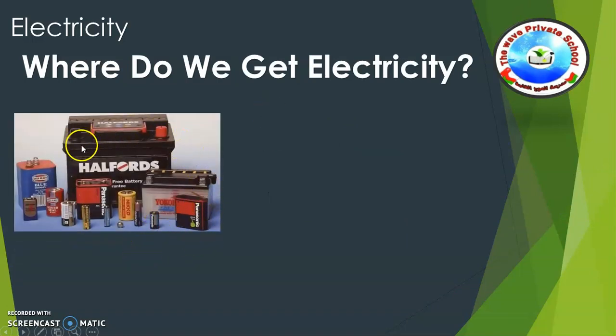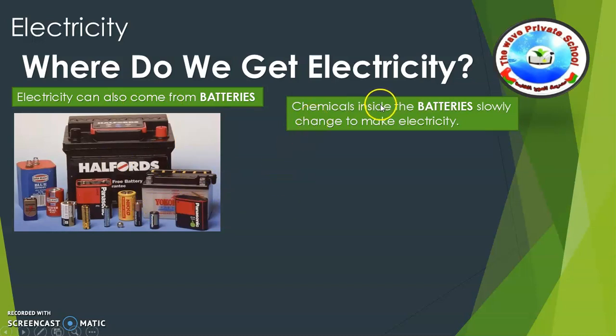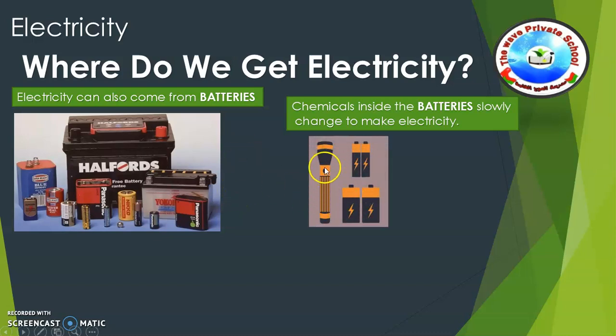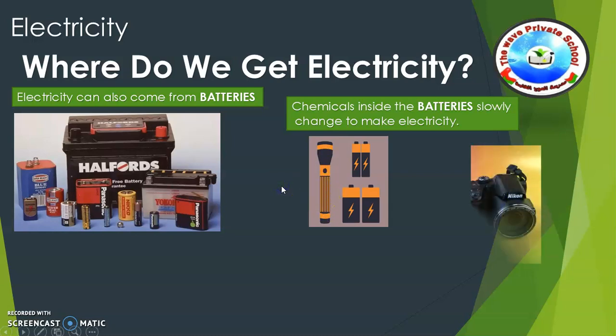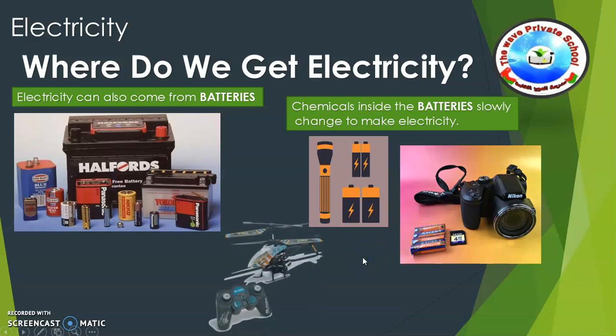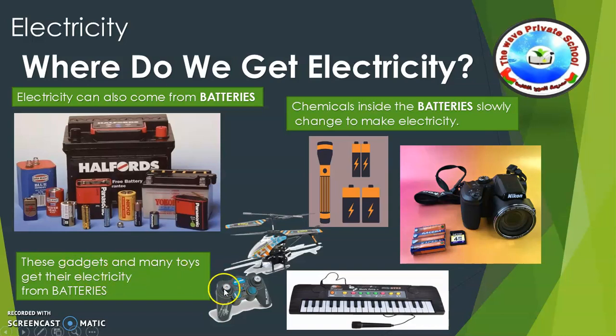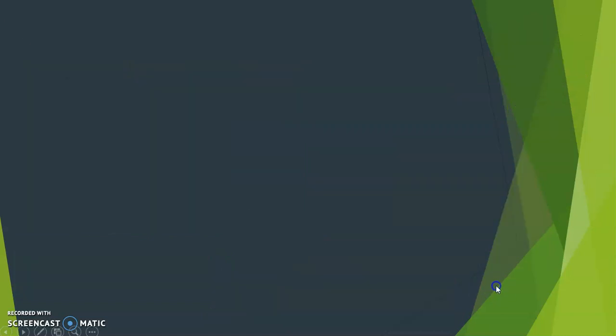What are these? Okay, these are different types of batteries. Electricity can also come from batteries. Chemicals inside the batteries slowly change to make electricity. This one carries electricity. The chemicals inside the batteries change into electrical energy, which can be used to make the flashlight or the torch work. Also for some cameras, this one uses battery, and mostly the toys. These gadgets and many toys get their electricity from the batteries.